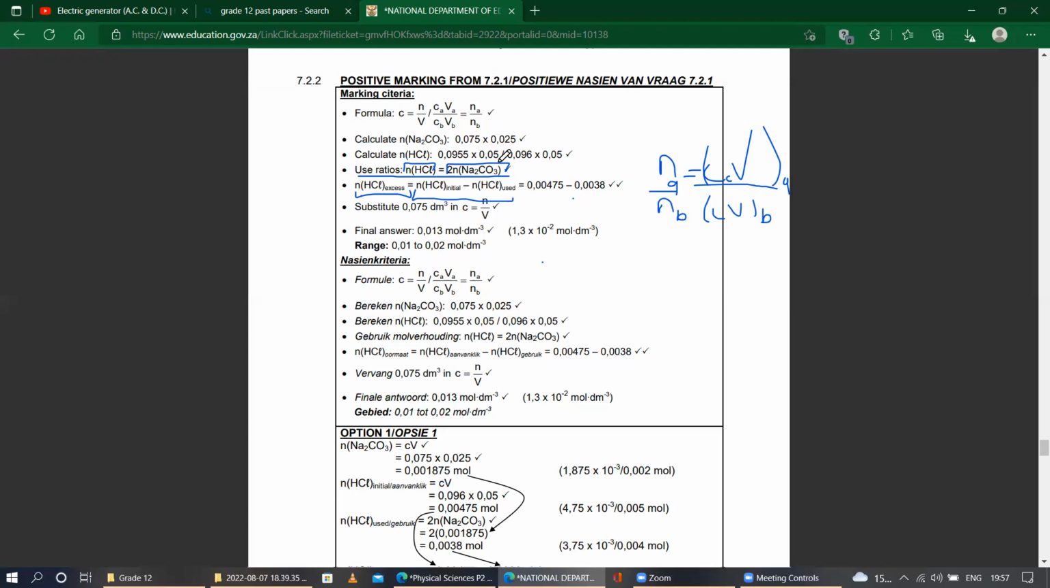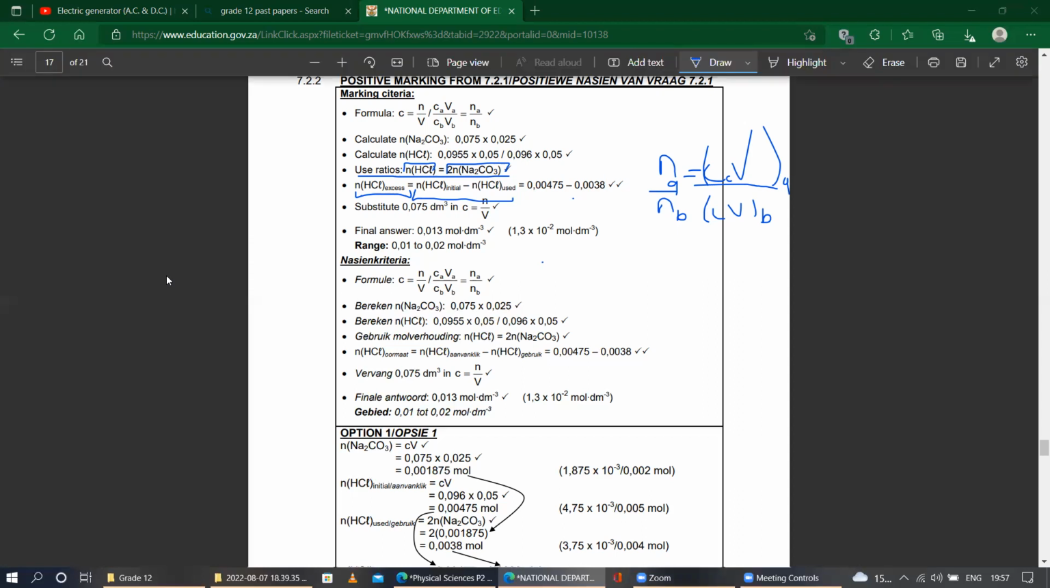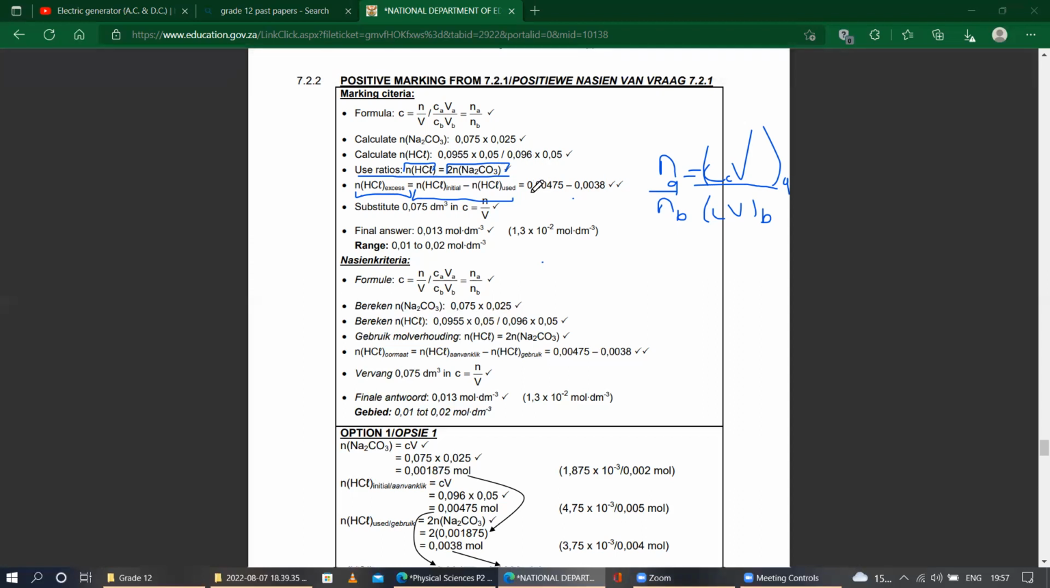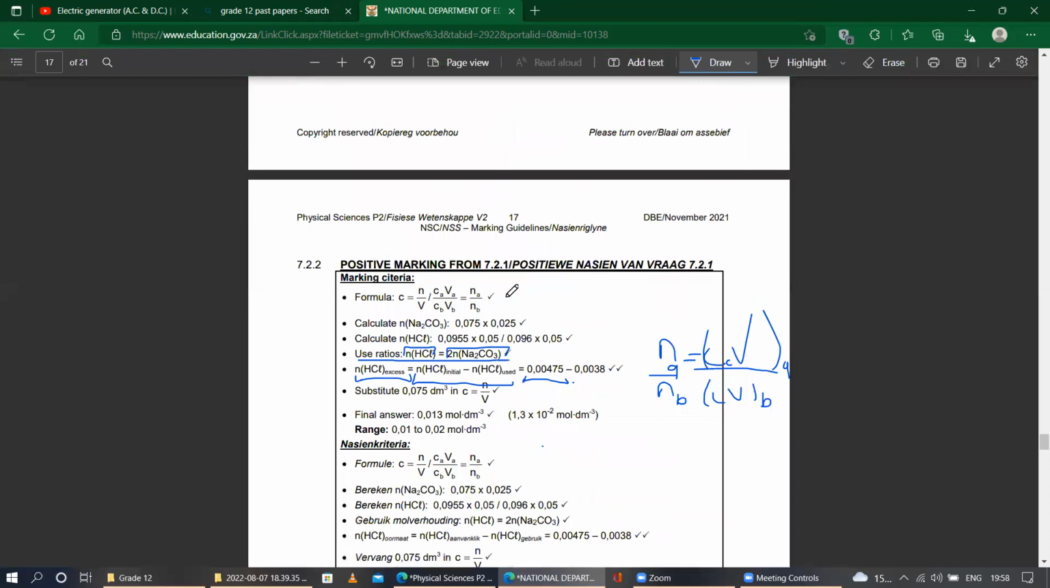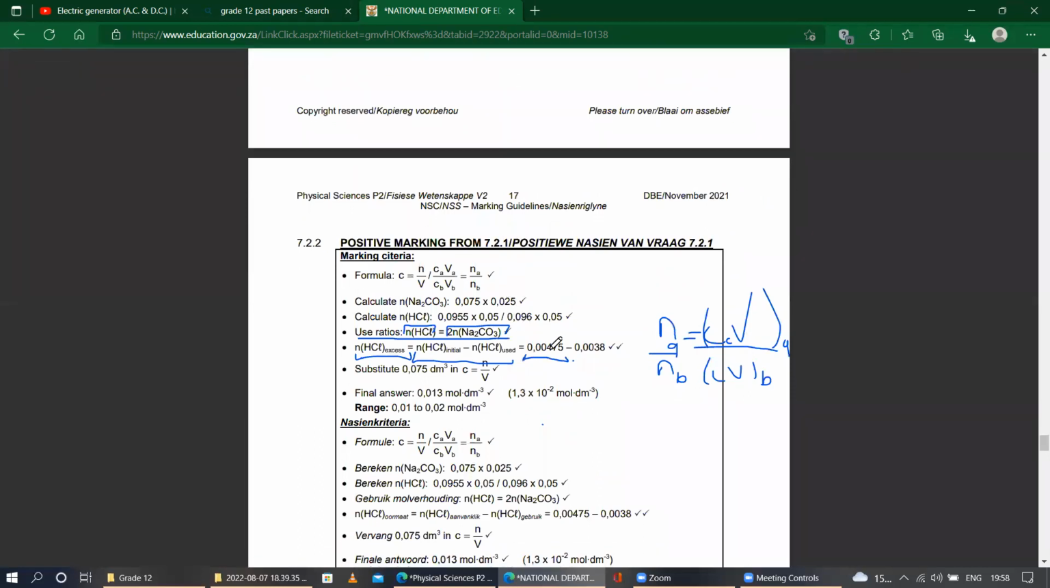Do you guys understand it? So this is the initial, and this is the number of moles used. Right? Since you're going to have to divide this.